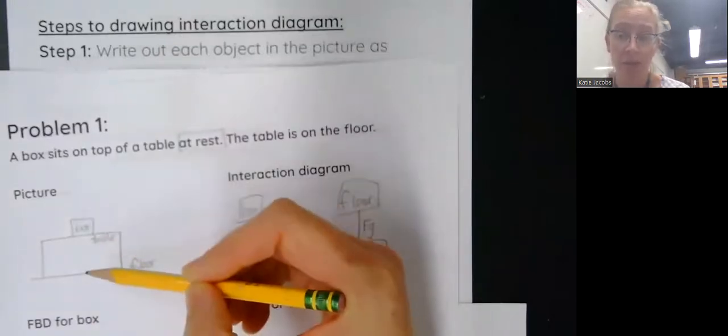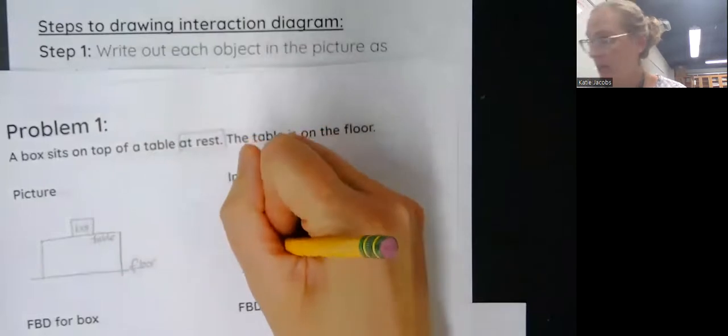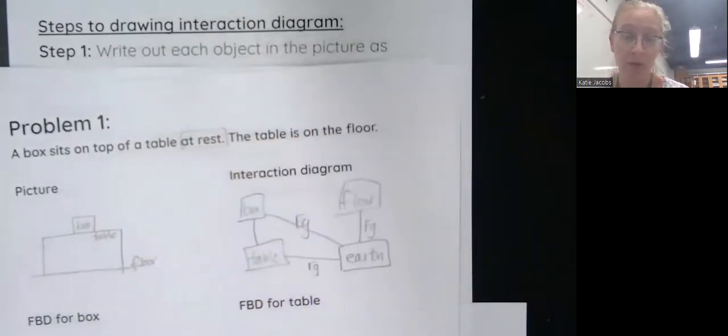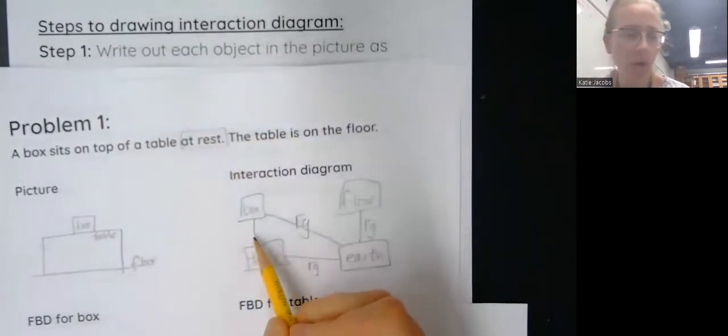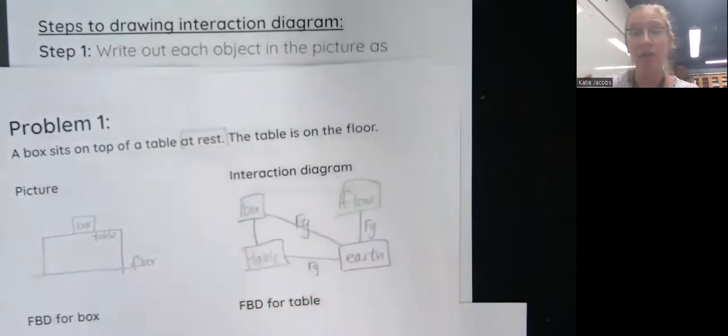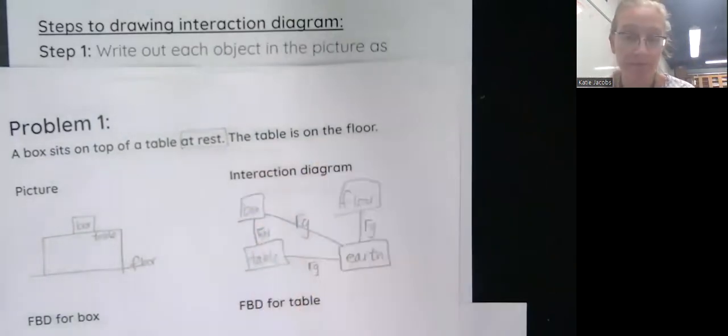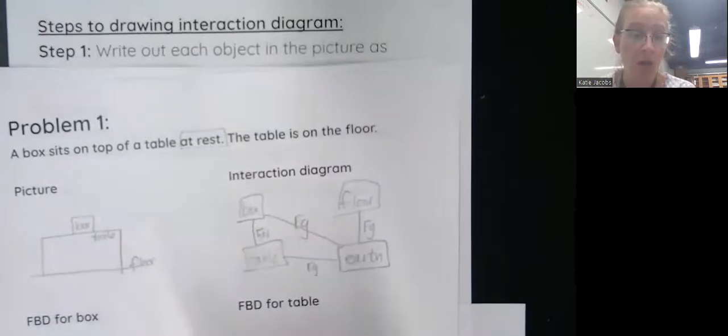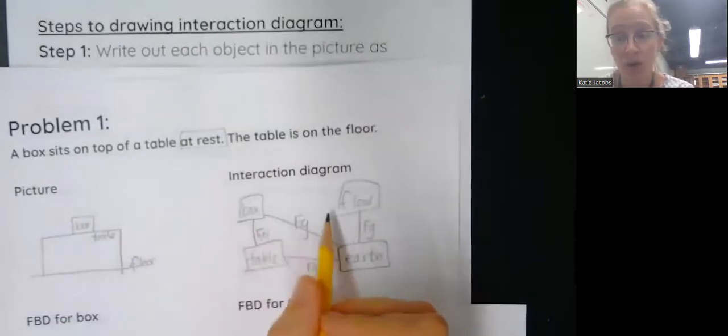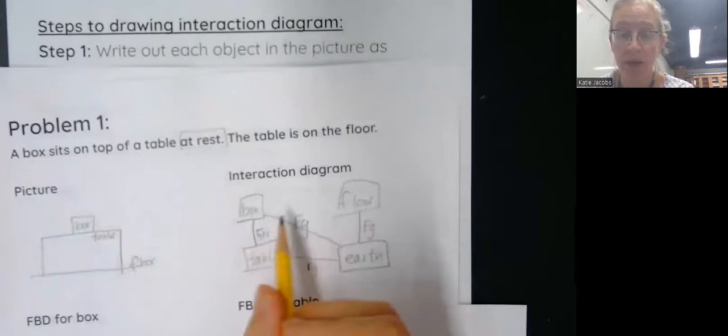The box is touching the table, so there will be a force between them. I'm going to draw one line to start with. Okay. That force is a supporting force. The table supports the box up, and the box pushes down on the table. That's called the normal force. So I'm going to label that Fn. The box is not touching the floor, so there will be no force between the box and the floor.